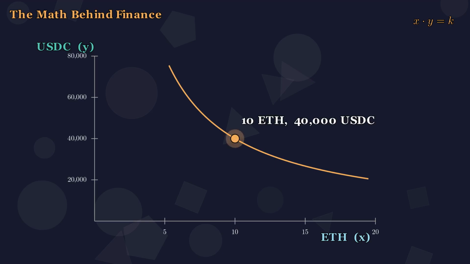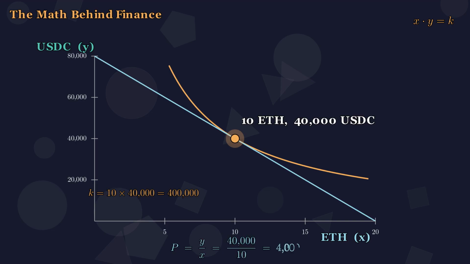Let's drop in a real Uniswap pool, 10 ETH, 40,000 USDC. Their product, 400,000. That is our k. Now draw the tangent to the curve at this point. Its slope magnitude is exactly y over x. Here, that's 40,000 divided by 10, 4,000. And that is the spot price, 4,000 USDC for a single ETH.